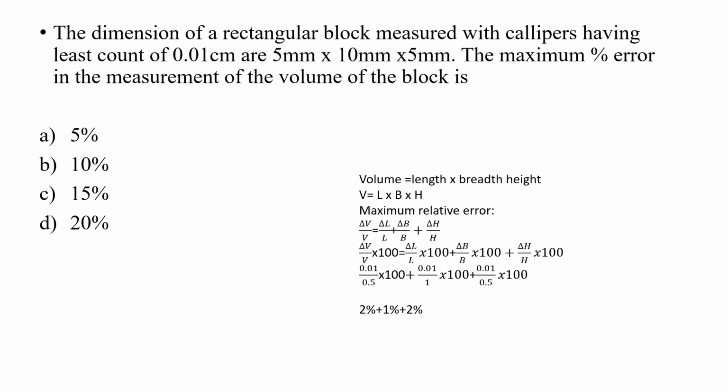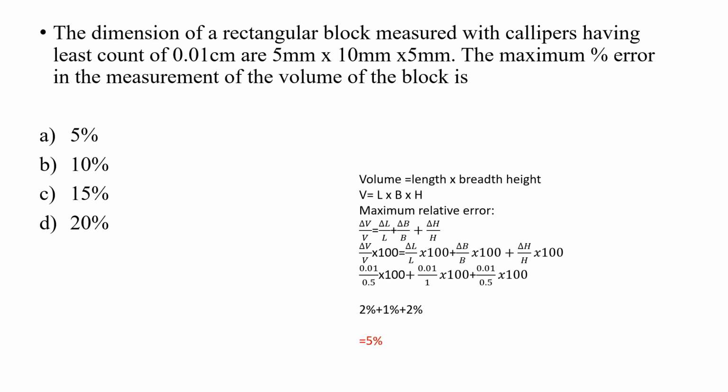Okay. All the delta L, B and H values are written as the least count, that is 0.01, and the length, breadth, height values as 0.5, 1 and 0.5. So substituting the values, that is 0.01 by 0.5 into 100 plus 0.01 by 1 into 100 plus 0.01 by 0.5 into 100, that will be equal to 2% plus 1% plus 2%, which gives the answer as 5%.